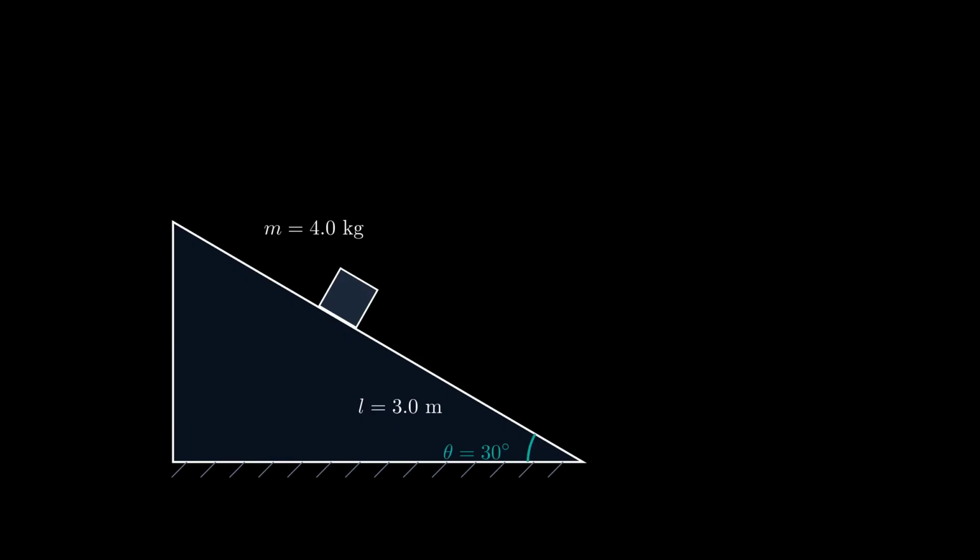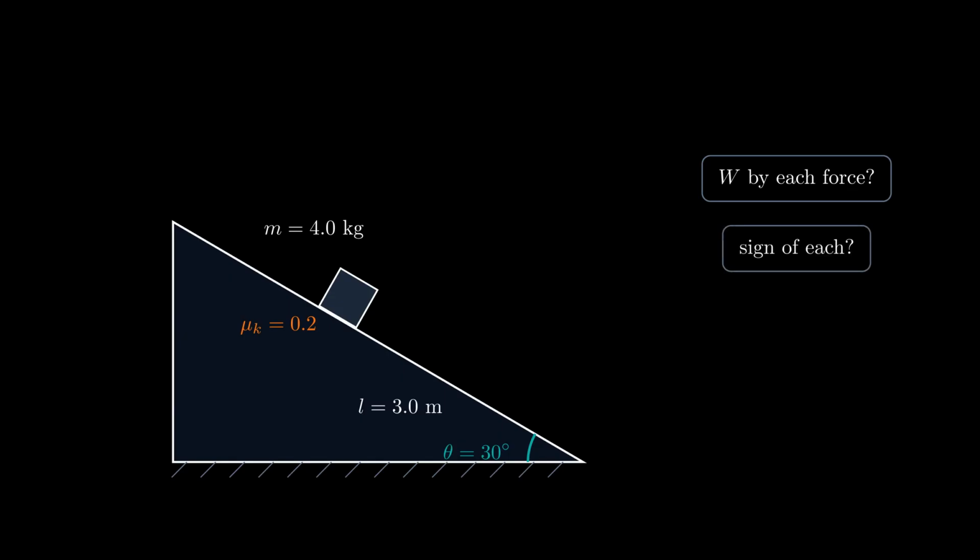The plane is inclined at 30 degrees to the ground, and the coefficient of kinetic friction is 0.2. Three questions. What work does each of the three forces acting on the object do while it slides down? Is each of those works positive or negative, and what is the sum of all three?